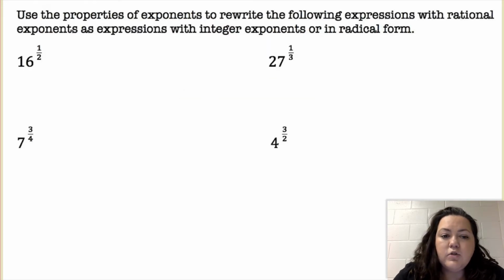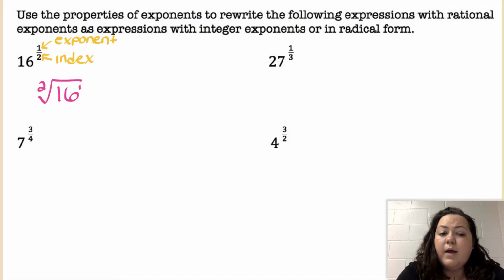All right, so let's use the properties of exponents to convert these rational exponents into either just integers or into radical form. I have 16 to the 1/2. So it's exponent over index. My exponent is 1, my index is 2, so if I write this in radical form, the number on the outside of my radical in that little V piece is going to be a 2, which means it's a square root. The number inside is going to be the base 16, raised to the exponent of 1. Well, 16 to the first power is 16, so I'm going to take the square root of 16, and that is 4, which is an integer, so my answer is just 4.